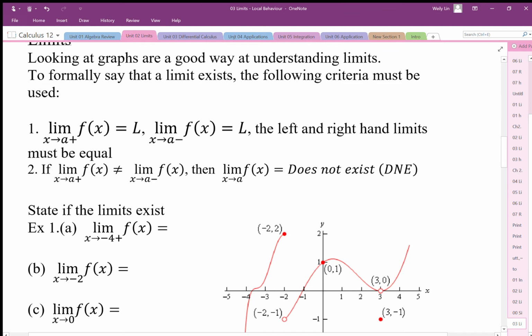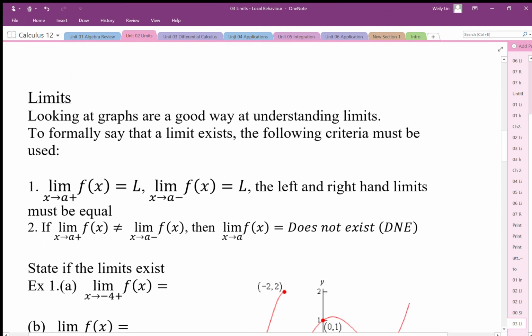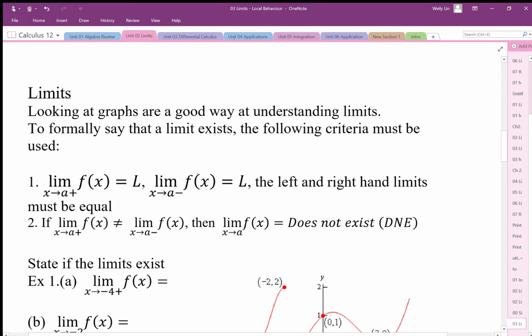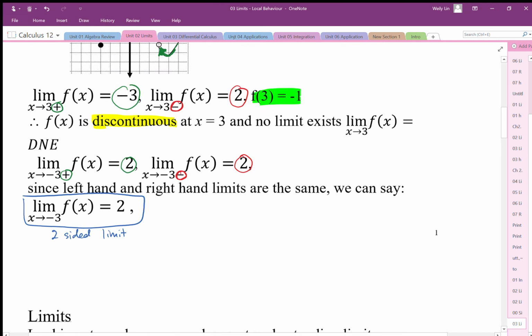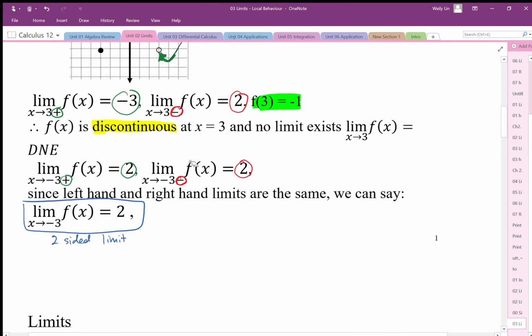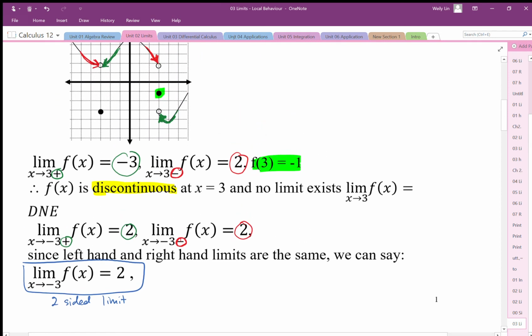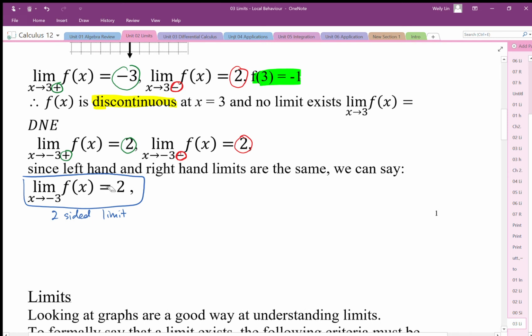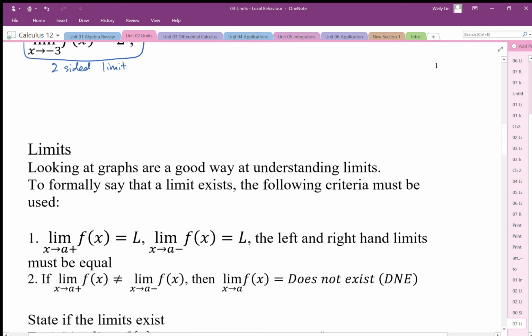So this is what we talked about a little bit earlier: the right-hand limit and left-hand limit. If they are the same and equal, then we say that a limit exists. That was the issue right here. The left-hand limit and right-hand limit are the same, so we say that the two-sided limit exists.